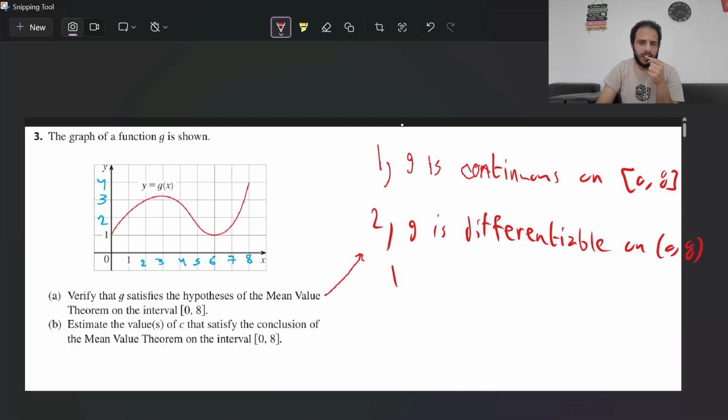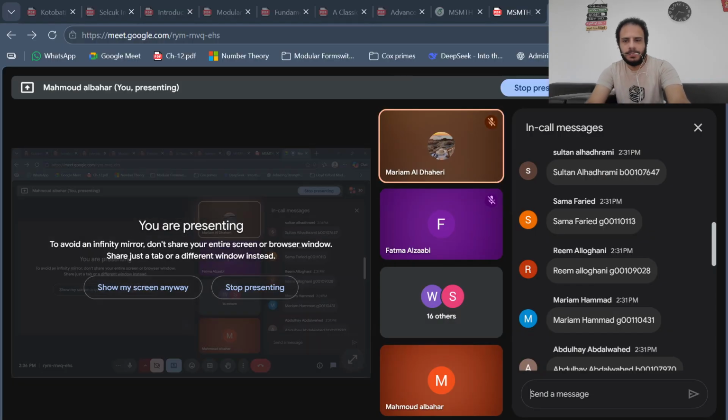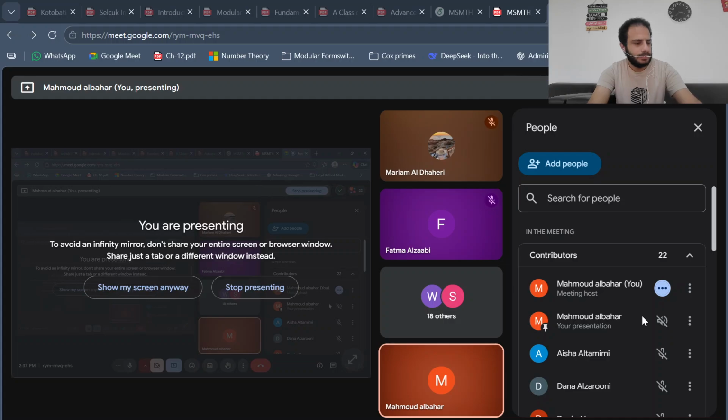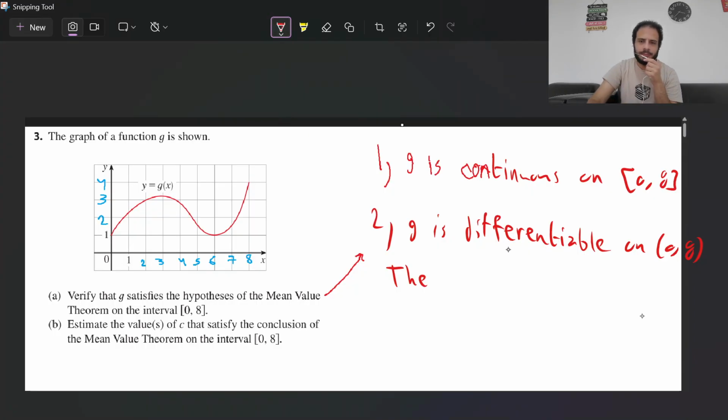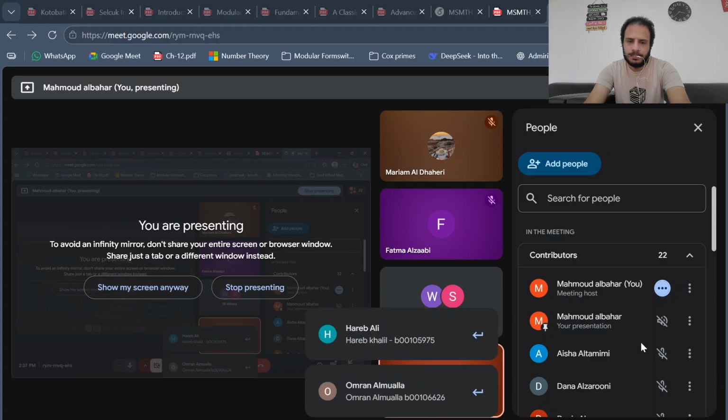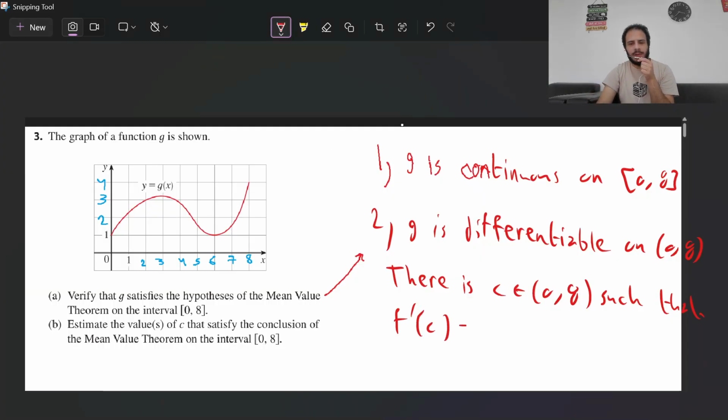This means there is c in the open interval (0, 8) such that the derivative at c, g prime of c, equals g of 8 minus g of 0 over 8 minus 0, right? Remember to write your name and student ID, okay?